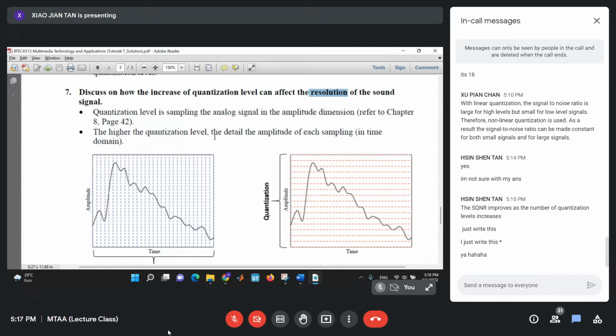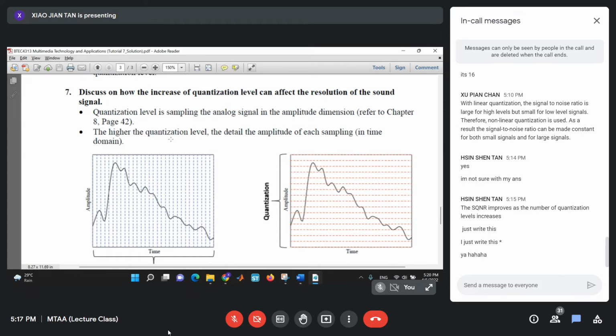First of all, whenever you read the questions, it is best to know which section it is under. If I'm asking something in chapter 8, but you mistakenly relate it with something in chapter 6, then definitely the whole answer would be wrong or irrelevant. So for this one, the increase of the quantization level can affect the resolution of the sound signal.